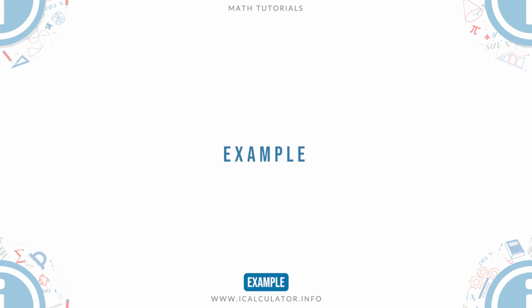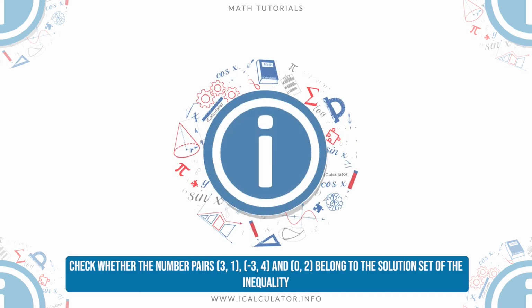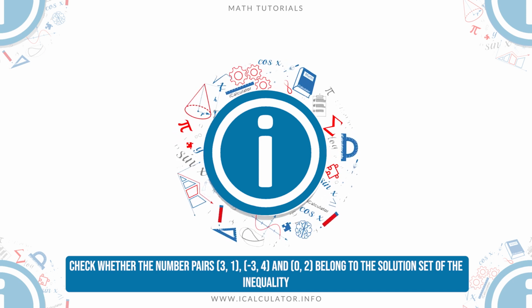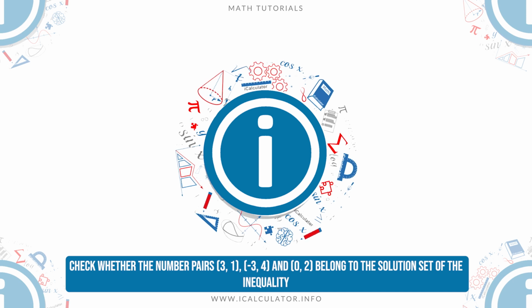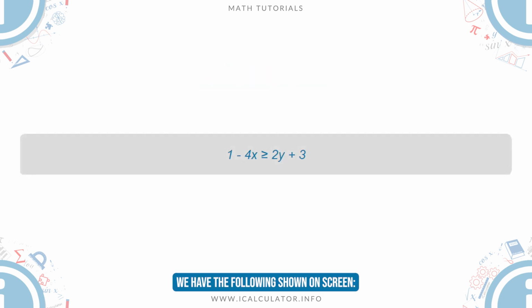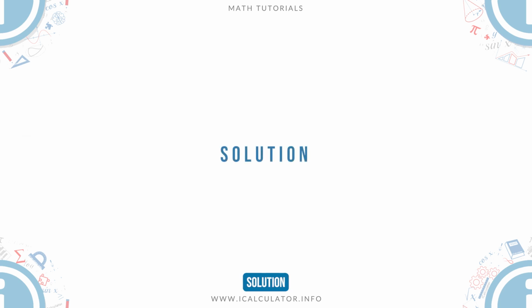Example. Check whether the number pairs 3, 1, -3, 4, and 0, 2 belong to the solution set of the inequality. We have the following shown on screen. Solution.